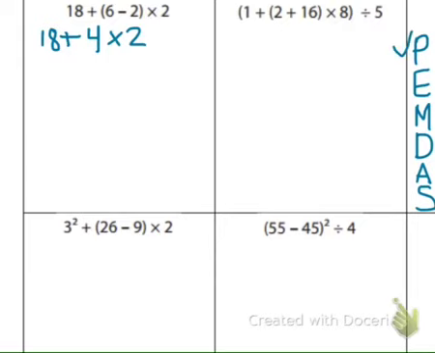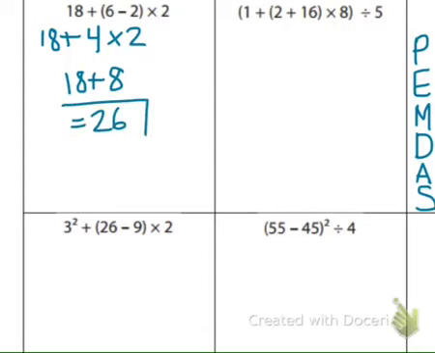Do we have any exponents? No. We have multiplication, so that'll be our next step. We have 4 times 2, so the 18 plus comes down. 4 times 2 is 8. And so we've done parentheses, we've done multiplication, there's no division, there's no subtraction, but there is addition, so that'll be our last step. So 18 plus 8 equals 26. And that's the answer to our first one. That is now a simplified expression.